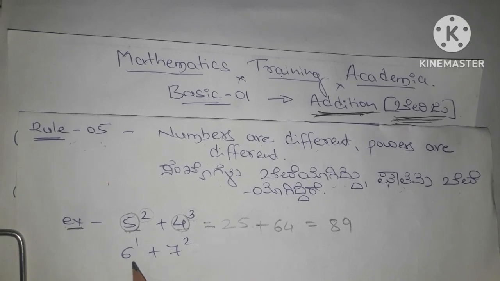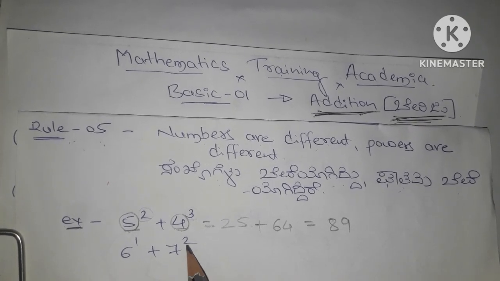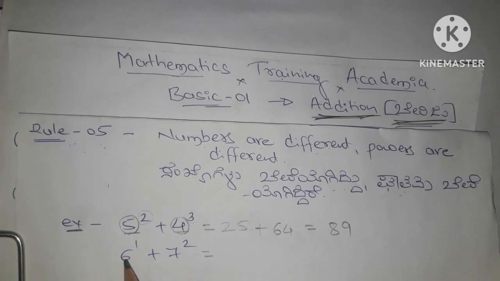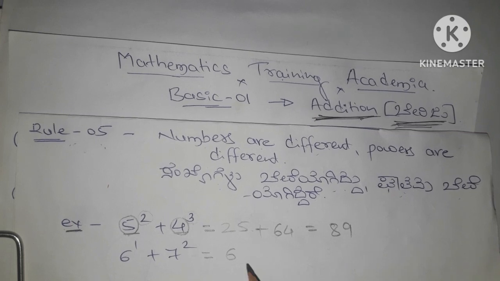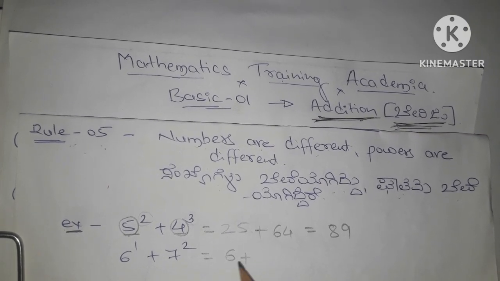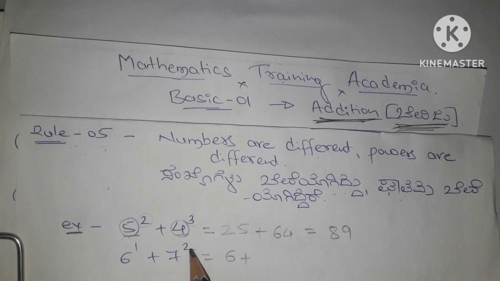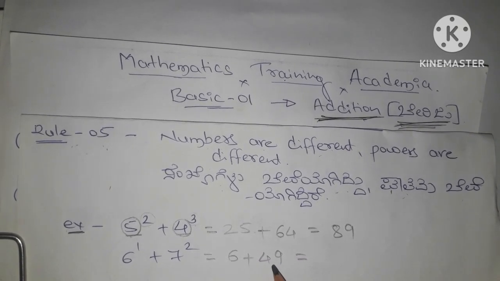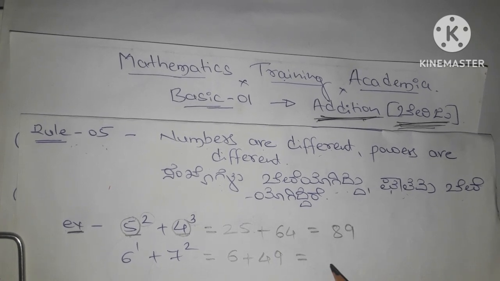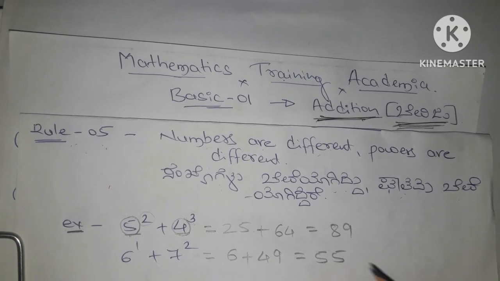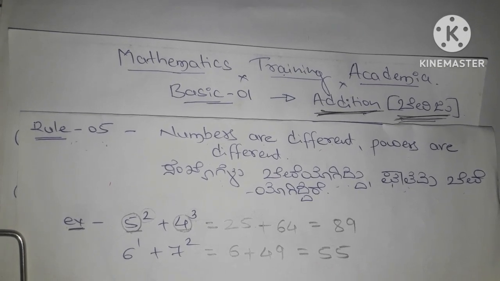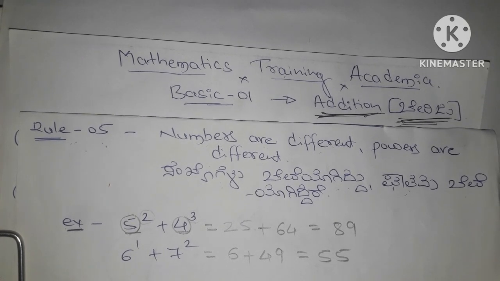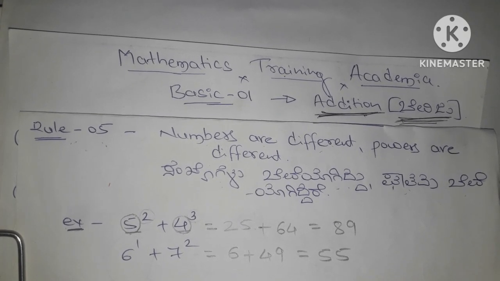Okay, next we have 6 plus 7 square. We will do the same procedure. So let's write 6 as it is. 6 plus 7 square. What is the square of 7? 49. So what is 6 plus 49? 49 plus 6 is nothing but 55. Okay, so in this way we have to do the addition of various numbers according to the given rules.